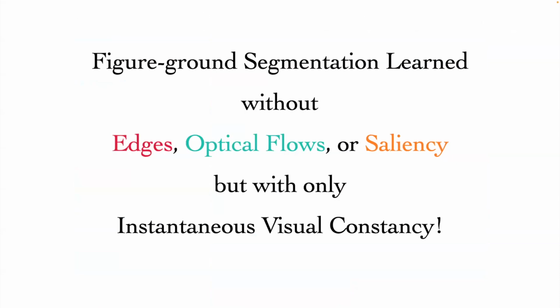When we got this result, because we didn't design for objectness, when it emerges, I was shaken as someone who has almost 2 decades of experience in segmentation. Because this says figure-ground segmentation can be learned without any preconception of edges, optical flows, or saliency. The only thing we have assumed is instantaneous visual constancy. And we also impose a bottleneck. We only ask for 5 segments. We don't ask for 100 segments. When you have a bottleneck in computation, the segmentation emerges.